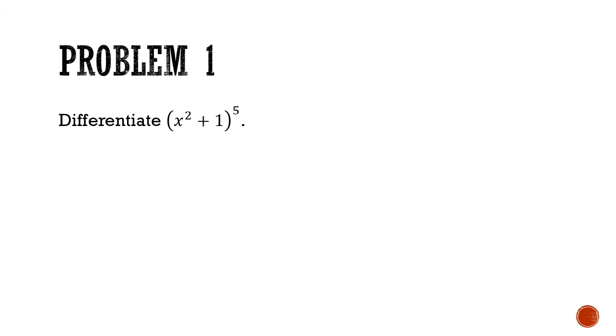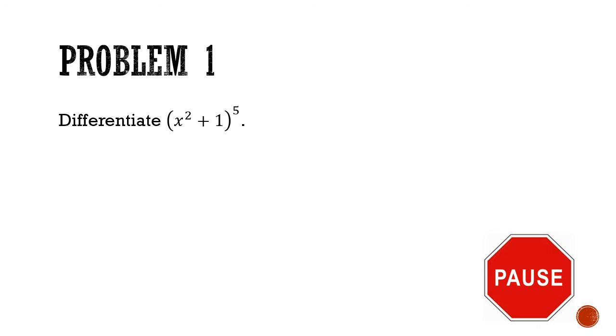But before we look at the chain rule, let's do some practice with the power rule. Here's problem number 1. Differentiate (x^2 + 1) the whole thing to the power of 5. Pause the video here and give this question a good try.